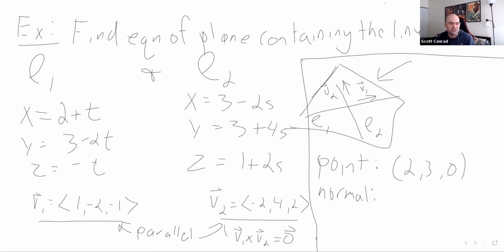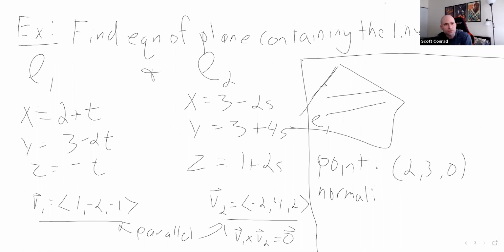If you plug this into your equation, you're going to get 0 equals something. And that's not going to be helpful. So this approach is not going to work here. Here's the situation now. We don't have two intersecting lines. We have two parallel lines. And we can't take the cross product of their direction vectors because we get the zero vector. So how can we get a normal vector to the plane?